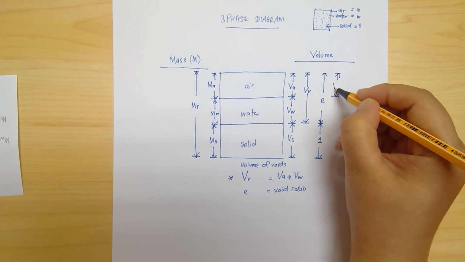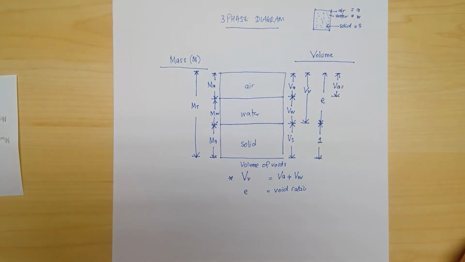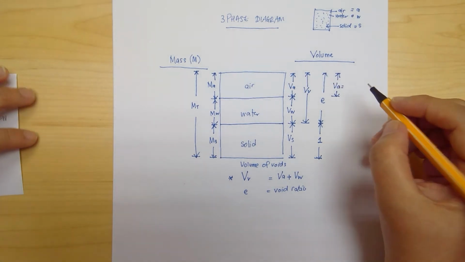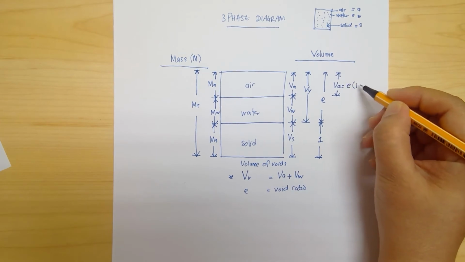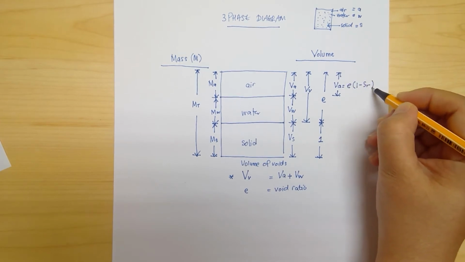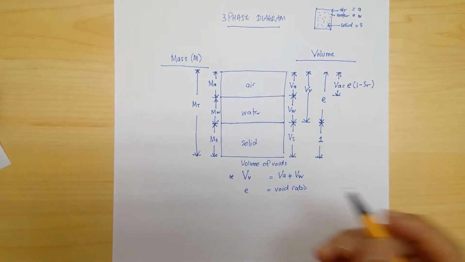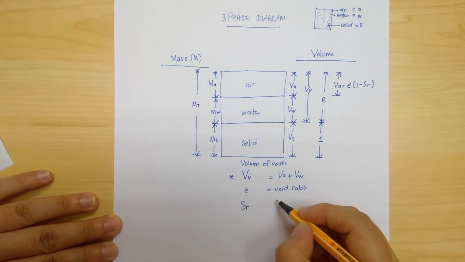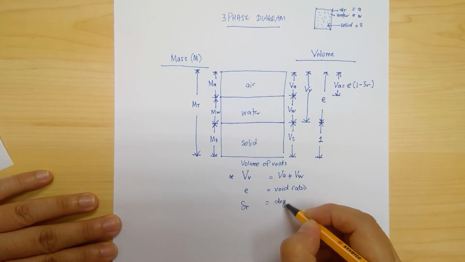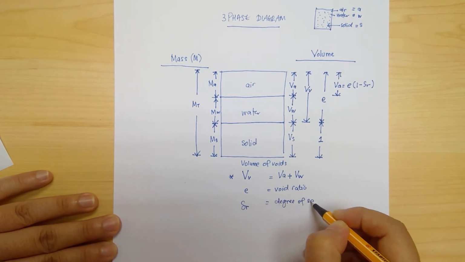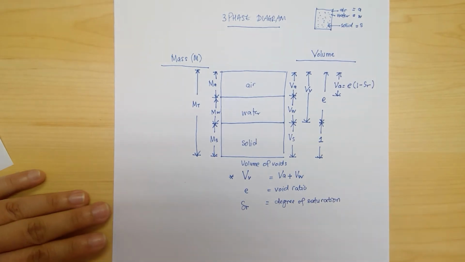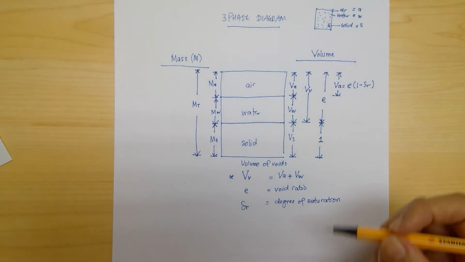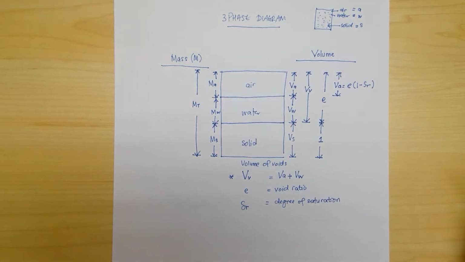Sorry, this is Va, volume of air. Volume of air is represented by the equation e(1 minus Sr). e is void ratio, Sr is the degree of saturation. Don't worry very much right now about all the terms that you do not know yet, because every one of these terms we will define later and show you how to calculate it.